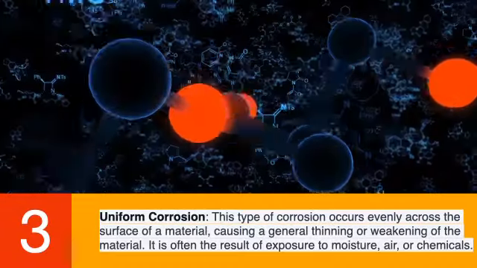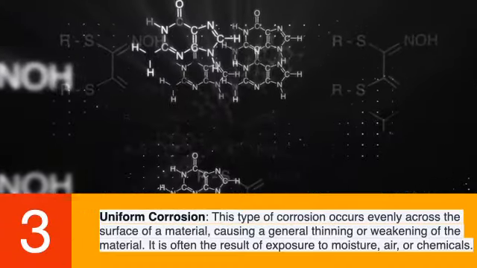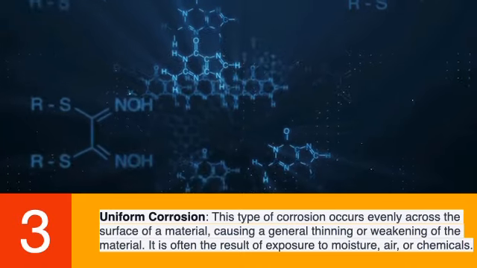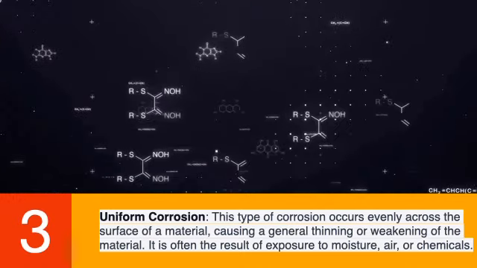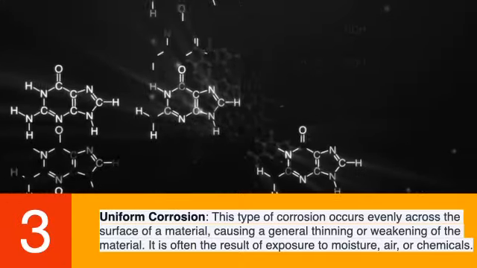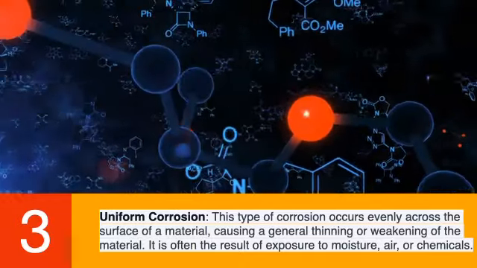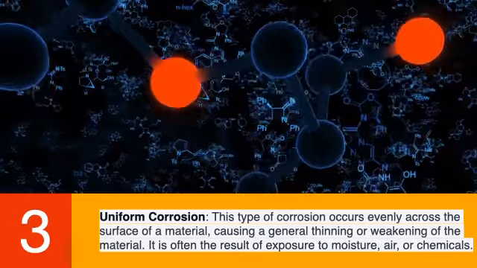Number 3. Uniform corrosion. This type of corrosion occurs evenly across the surface of a material, causing a general thinning or weakening of the material. It is often the result of exposure to moisture, air, or chemicals.